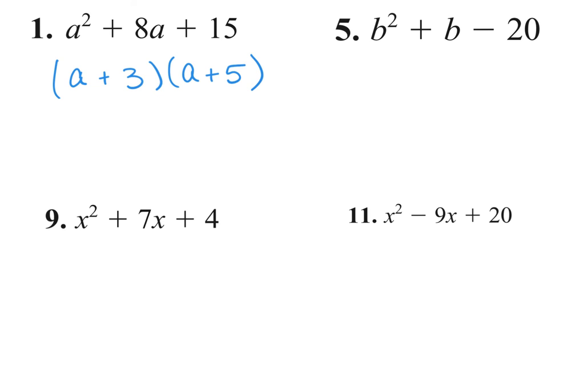Okay? Number 5, signs. They are different. We know that because it's a negative 20, right? So I'm going to have a B plus and a B minus. I need factors of 20 then that are different signs that add up to 1. 4 and 5. Which one's positive and which one's negative? Yeah, the 5 is positive, the 4 is negative. I know that because a positive 5 and a negative 4 give me a positive 1.